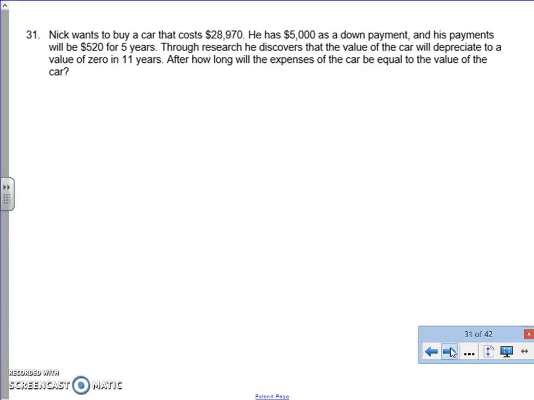All right, this next one is going to be one of the more confusing ones. It might be one that you want to hold for last as you're working through this. It says Nick wants a car that costs $28,970. He's going to have a down payment of $5,000, and his payments are going to be $520 for 5 years. Through research, he finds that his car is going to completely depreciate to zero in 11 years. At what point will the car's value equal the expenses?